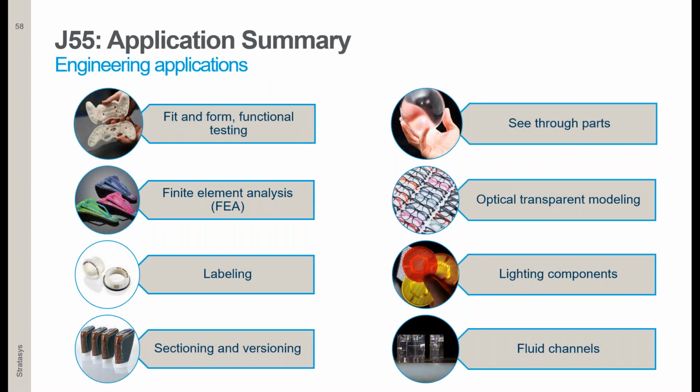So where do all these apply? When we talk about applications for engineering, when it comes to the J series, whether it's fit, form or functional evaluation, FEA analysis can also be made with the gradients of color that you can achieve. You'll have labeling that could be done, sectioning, and you may want different versions of a design printed and evaluated before it can be frozen for the final design. All those are possibilities, as are fluid channels, lighting components, and transparent parts.